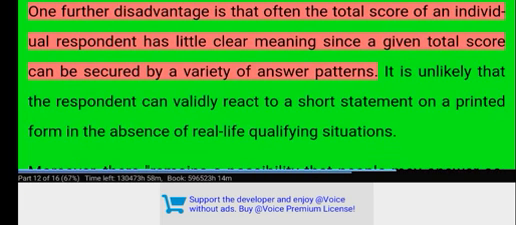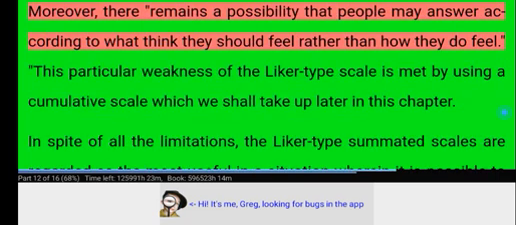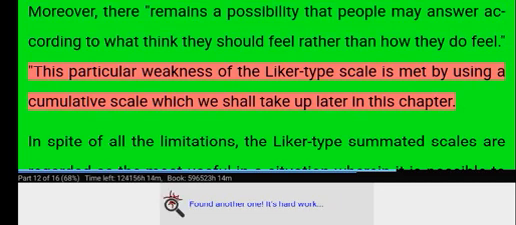One further disadvantage is that often the total score of an individual respondent has little clear meaning since a given total score can be secured by a variety of answer patterns. It is unlikely that the respondent can validly react to a short statement on a printed form in the absence of real-life qualifying situations. Moreover, there remains a possibility that people may answer according to what they think they should feel rather than how they do feel. This particular weakness of the Likert-type scale is met by using a cumulative scale, which we shall take up later in this chapter.